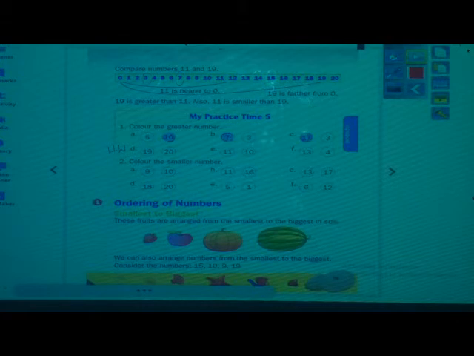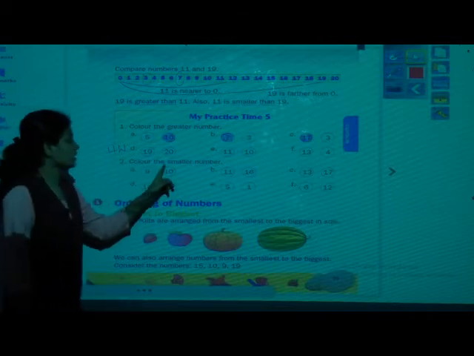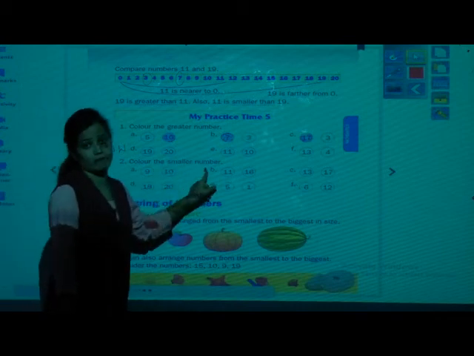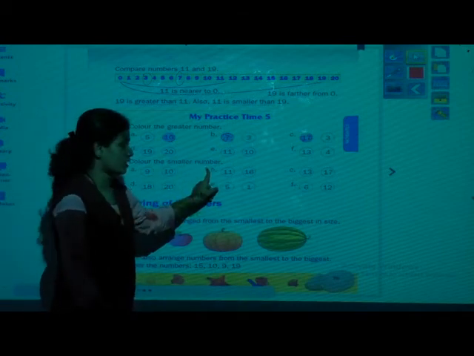Just put it down as homework. Done? Okay. Next, question 2. Color the smaller number. Color the smaller number. Okay, small.